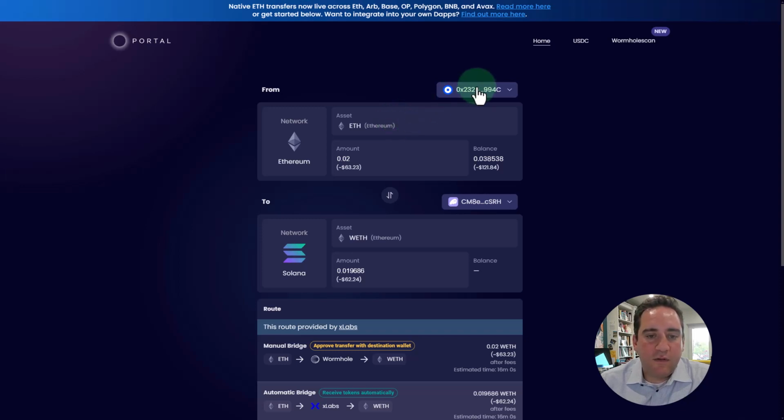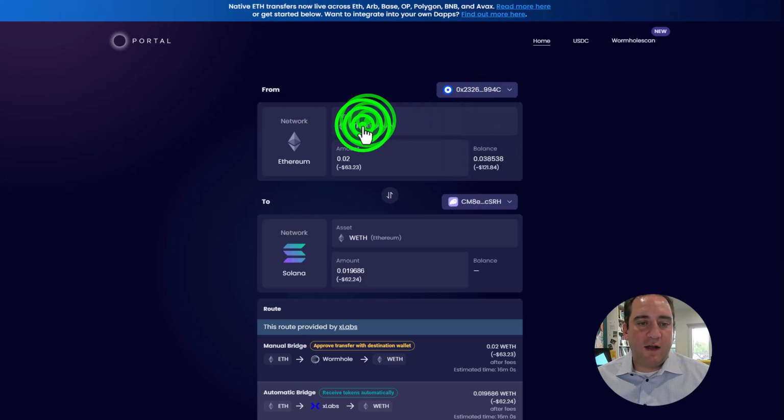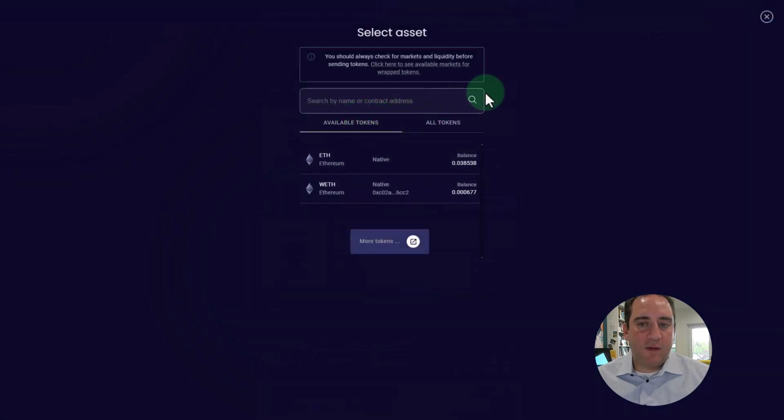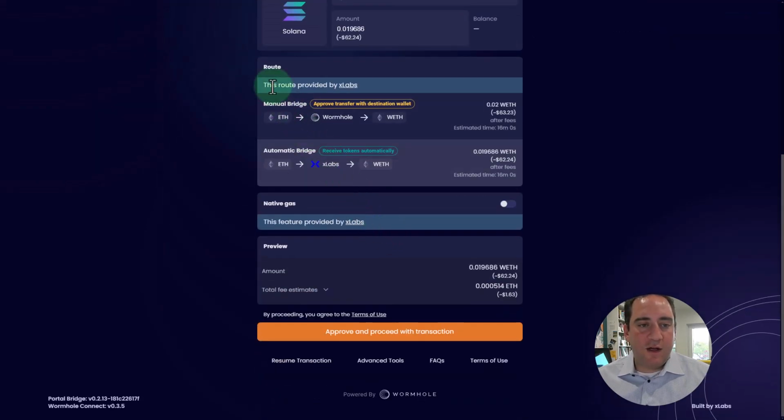And so if I want to bridge from Base to Solana, as an example, or Ethereum to Solana, I would connect my wallet using MetaMask, which is what I did here, and you can see that. I'll have all of my assets that are available that can be bridged over. Then I select the amount and then select what the recipient-based token would be on the Solana network. So for us, let's just stick to WETH. And then it's telling you very clearly, this route is provided by X Labs. And you can use two options.